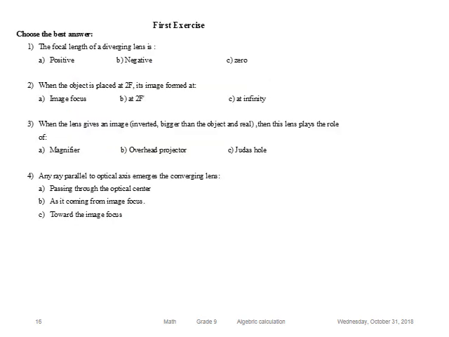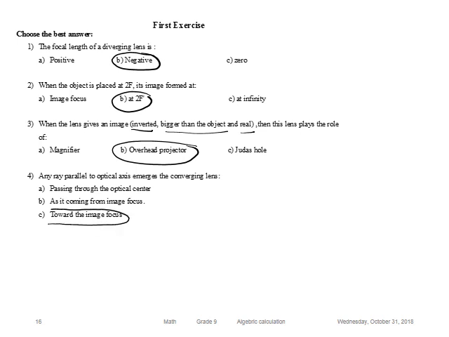Test exercise. Choose the best answer. Number 1. The focal length of a diverging lens is always negative. Number 2. When the object is placed at 2F, its image is formed at 2F prime. Number 3. When the lens gives an image that is inverted, bigger than the object and real, then the lens plays the role of an overhead projector. Number 4. A ray parallel to the optical axis emerges from the converging lens toward the image focus.